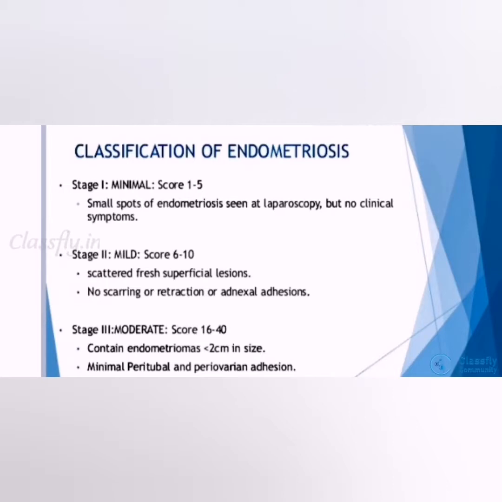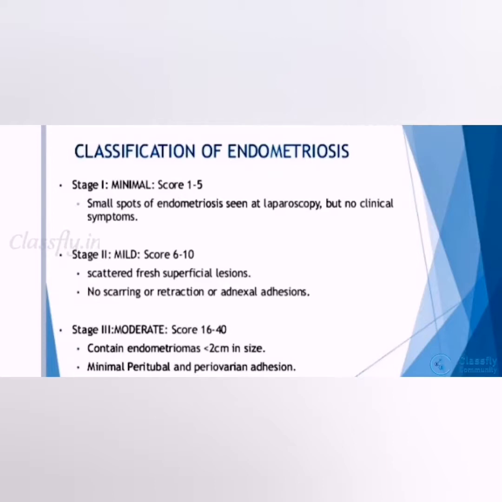Classification of endometriosis. Stage 1 is minimal. The score is 1 to 5. It is a small spot of endometriosis seen at laparoscopy. Stage 2 is mild. The score is 6 to 10. Scattered fresh superficial lesions. There is no scarring, retraction or adnexal adhesion.